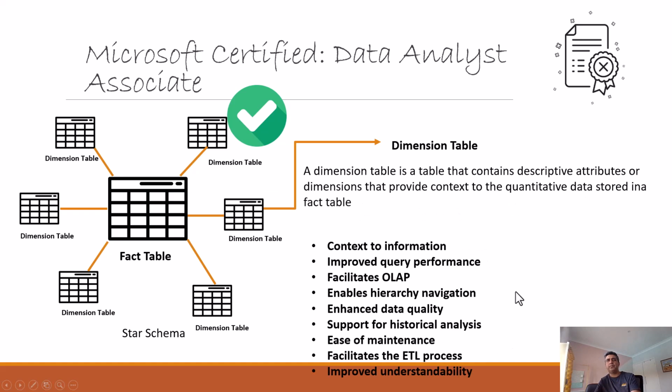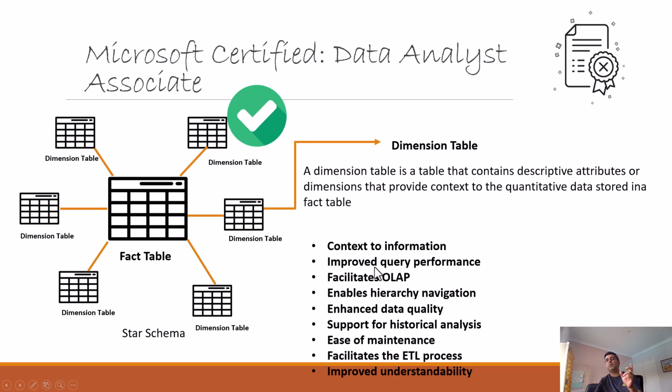Moving on, we'll talk about a dimension table. A dimension table is a table that contains descriptive attributes or dimensions that provide context to the quantitative data stored in a table. For example, customer name is a descriptive attribute. Calendar year is a descriptive attribute. A product name, region name, geography are descriptive attributes. So you get more context to information. Let's say I've got sales, but then I can link it to a customer, and the customer belongs to a specific geography. So I start getting, what's the sale in a particular geography?